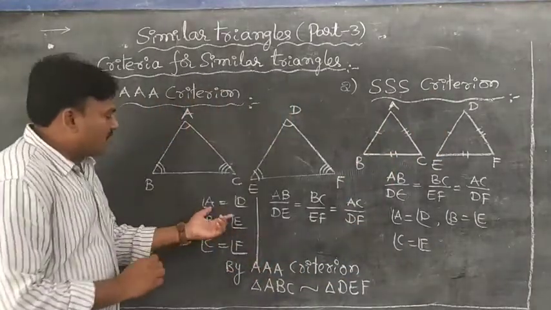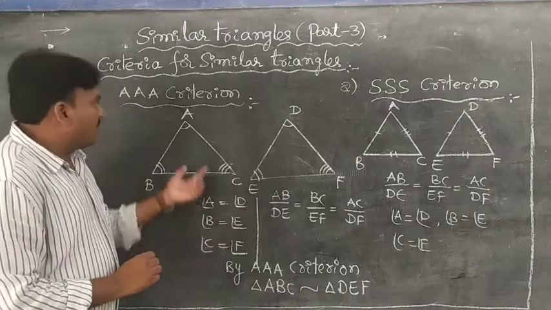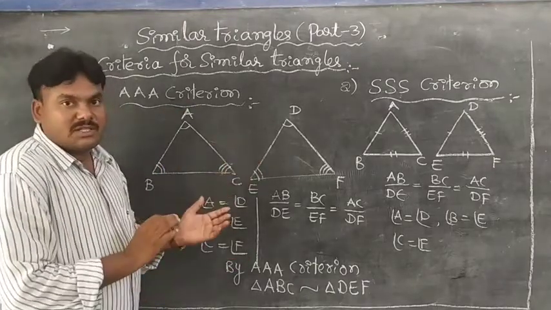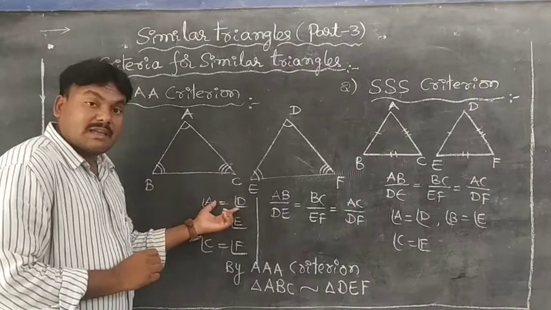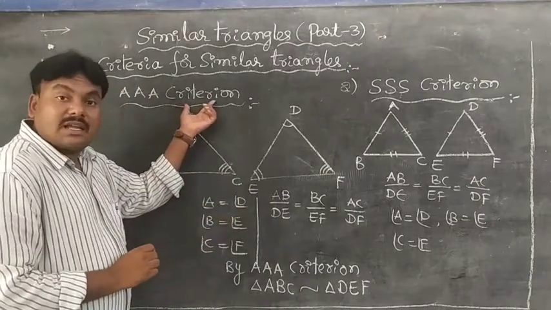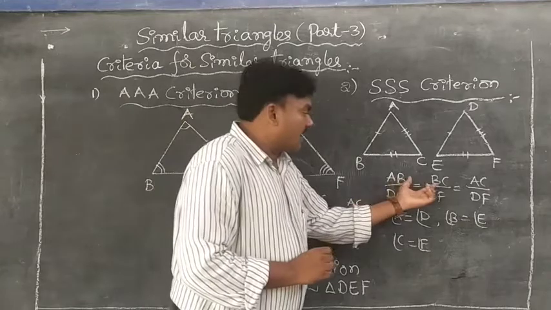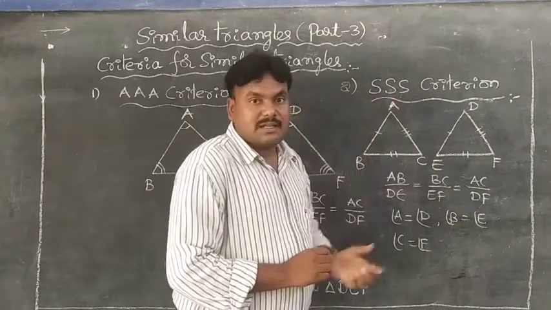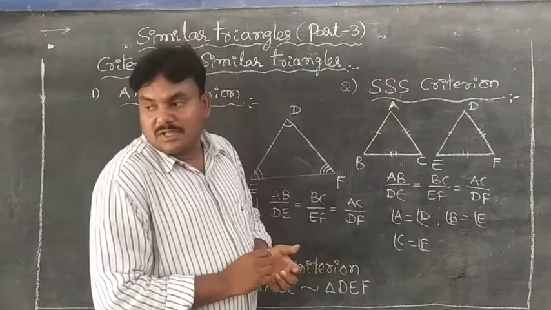Here, if we take angles at first, that's why we apply the AAA criterion, and both triangles are similar to each other. If we take sides at first, that's why it is the SSS criterion, students. And now go for the third, observe.